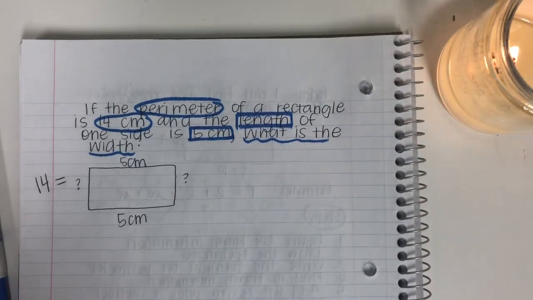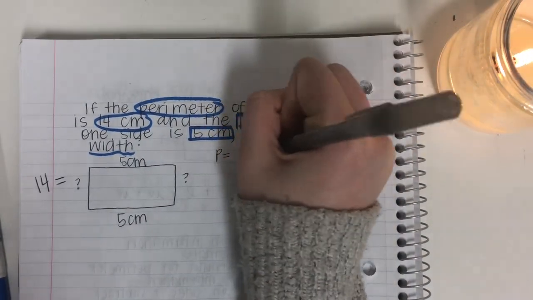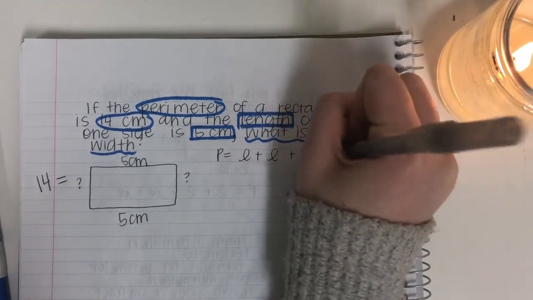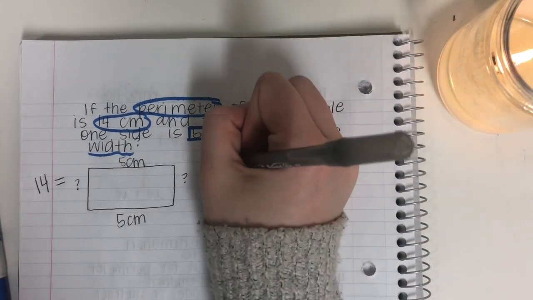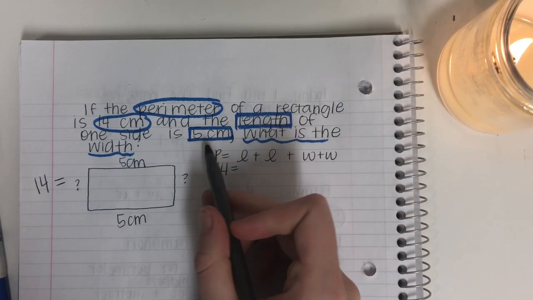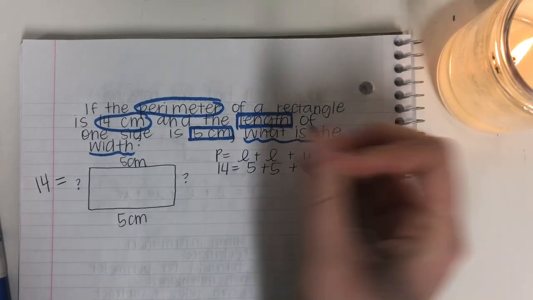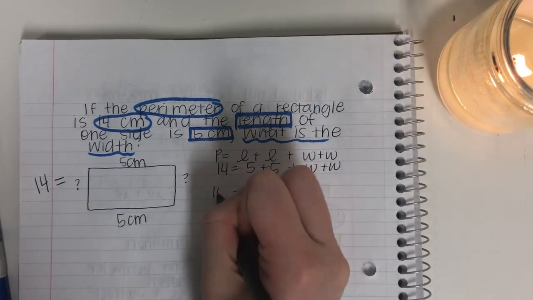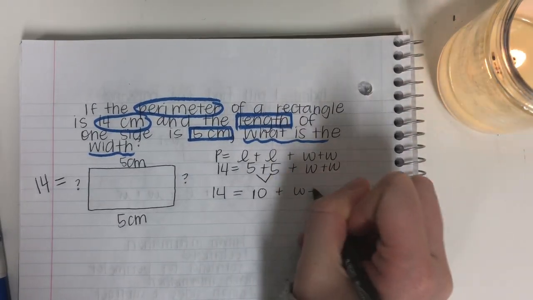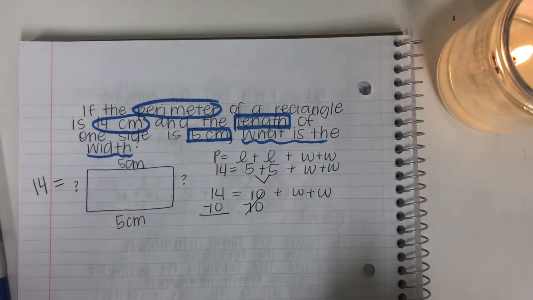Okay, so now I need to write my perimeter formula and plug in my known information. So I know that my perimeter is P equals length plus length plus width plus width, and now I'm going to plug in what I know based off of my word problem. So I know that P equals 14 and length equals 5. So 5 plus 5 plus W plus W. Now I'm going to add these two up and it gives me 10. So now I have 10 plus W plus W. I'm going to subtract 10 from here and subtract it over here from my perimeter.